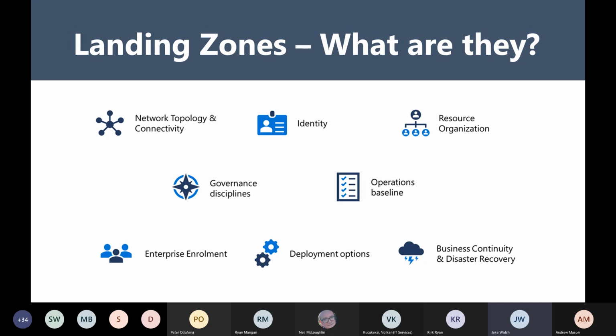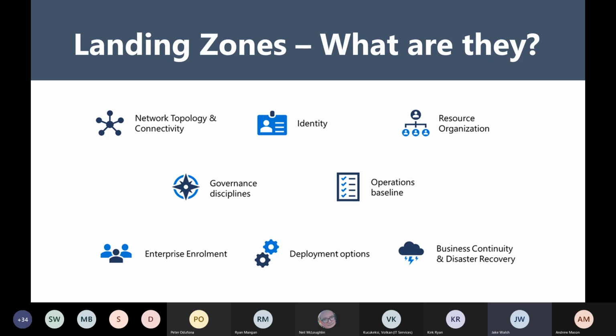Resource organization goes without saying, really. If you're going to grow, you have to be organized, and we'll cover off some of the practices you can apply. Governance disciplines are all about how we stay compliant. What are the international, legal, perhaps business sector specific baselines that we need to adhere to? And just covering those important aspects really.